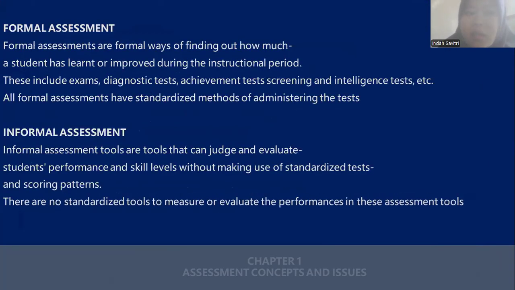The next one, formal assessment. Formal assessments are formal ways of finding out how much a student has learned or improved during the instructional period. These include exams, diagnostic tests, achievement tests, screening, and intelligence tests, and many more. All formal assessments have standardized methods of administering the test.